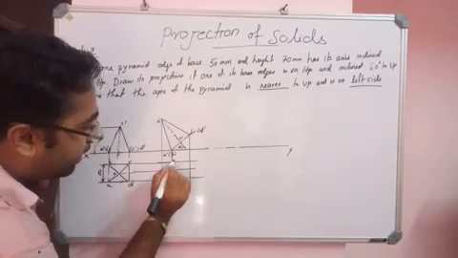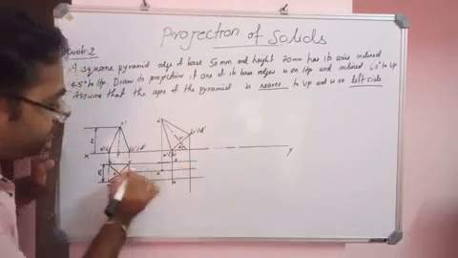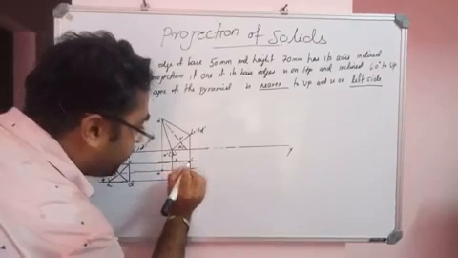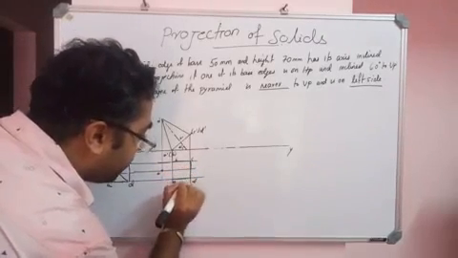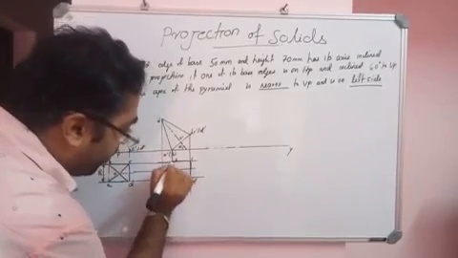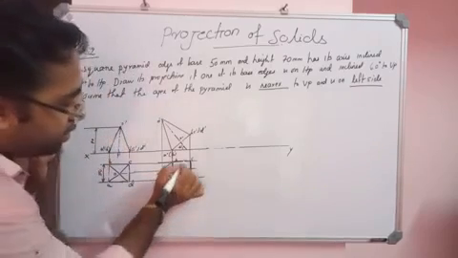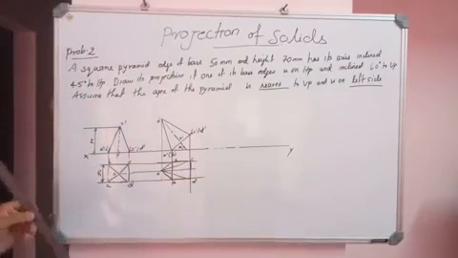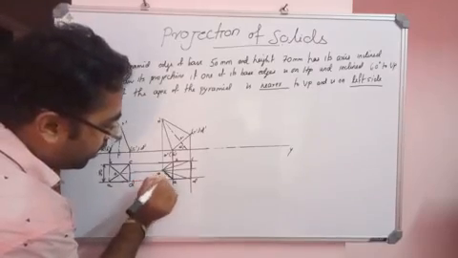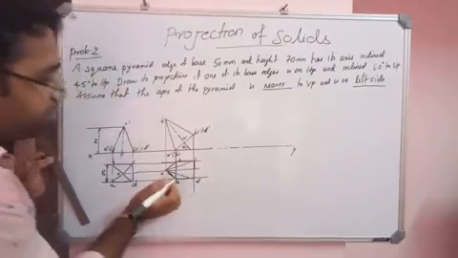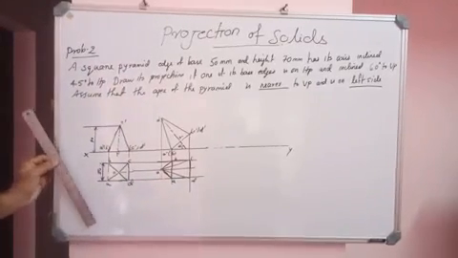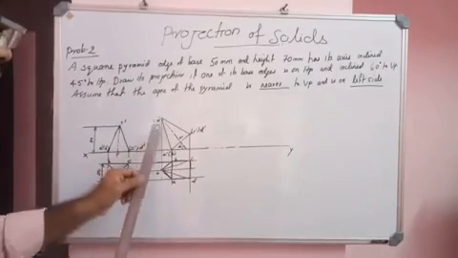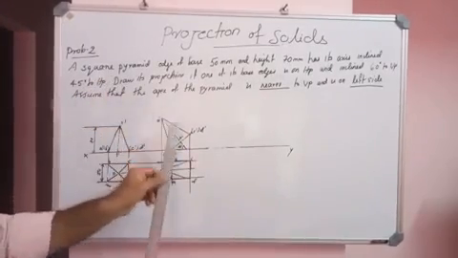So here it is A, here it is B, here it is C and D. See, darkening these lines means joining these lines A, B, C, D. Marking here this O line. Now you can see the top view of this one. That is the 45 degree, the 45 degree to HP. That is the top view.